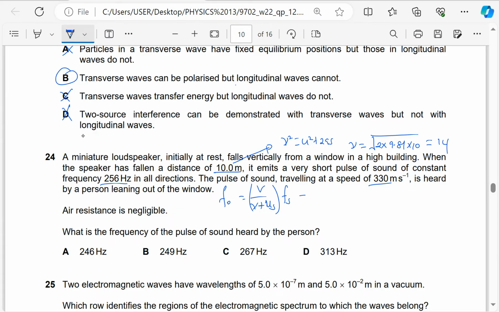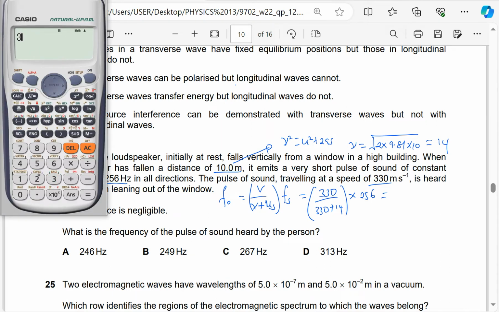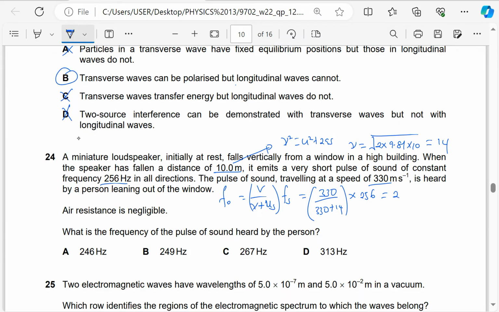So I'll just substitute. This is going to be 330 divided by 330 plus 14, then times 256. 330 divided by 330 plus 14, times 256. So this is giving me 245 point something, which is approximately 246. So the answer is going to be A.